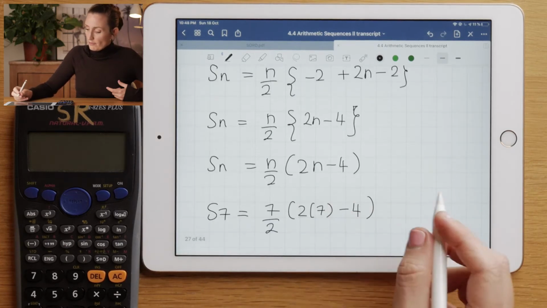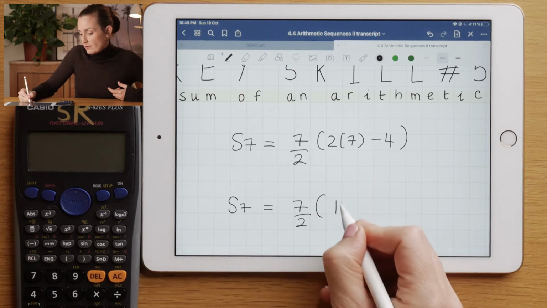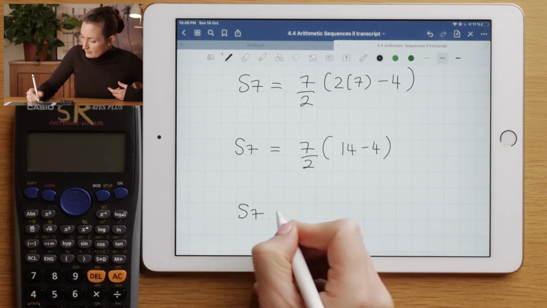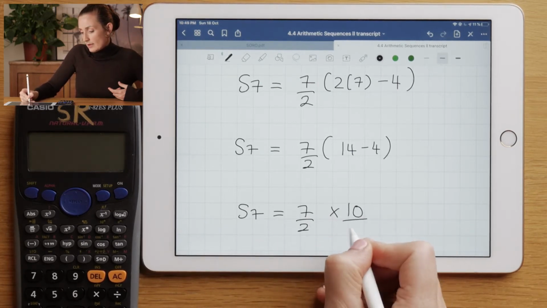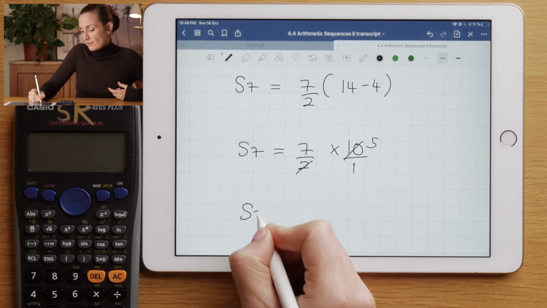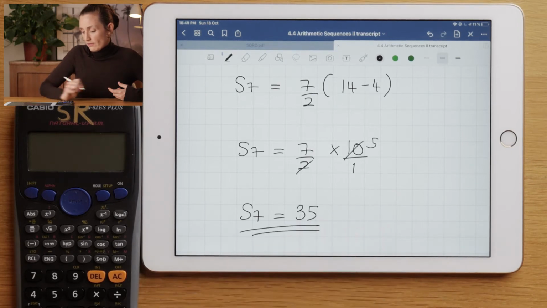Work out your inside bracket first. We've run out of space. So 2 times 7 is 14. 14 take away 4 is 10. You need to do 7 over 2 times 10. I'm going to cancel down the 2 and the 10 for 5. So the sum of the first 7 numbers is 7 times 5, which is 35.